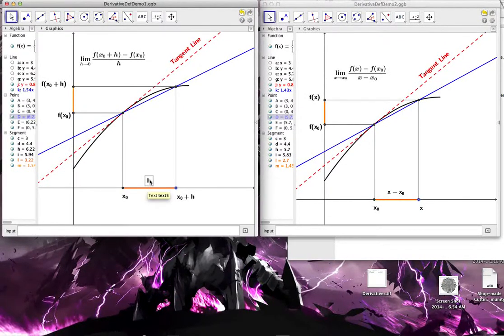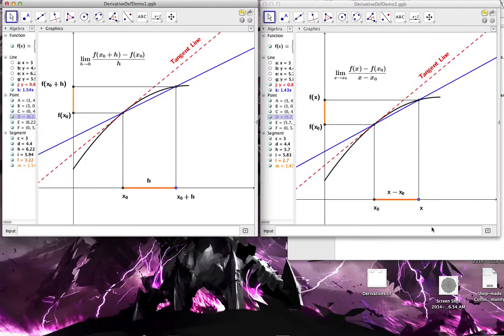Now here, I let h approach 0, because this distance was h. But here, this is not an h. This distance is actually x minus x sub o, which I have drawn here. So I want to let this approach 0. In other words, I want to let x minus x sub o approach 0. So basically that's the same thing as saying let x approach x sub o. That's exactly the same thing.